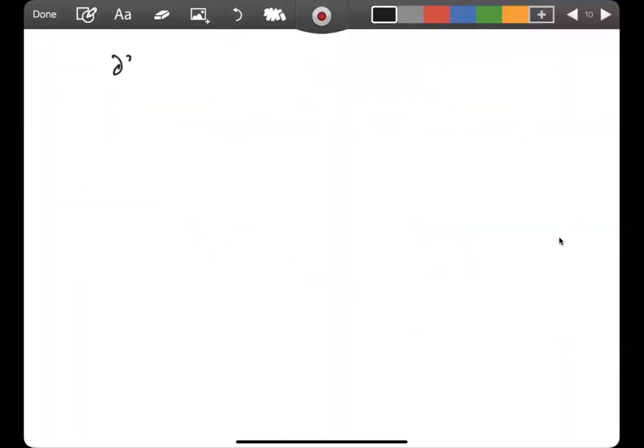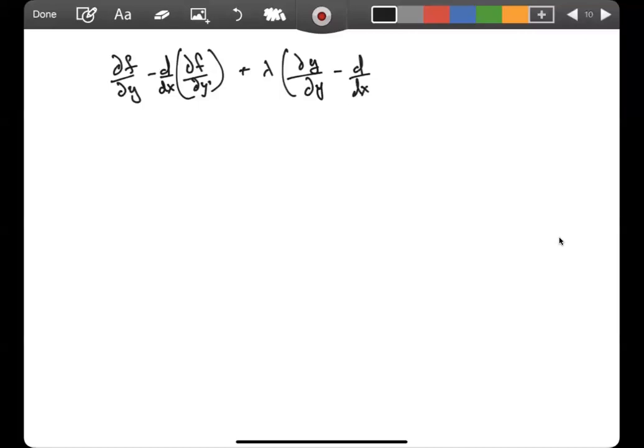So now what we have is the partial of f with respect to y, minus d dx of the partial of f with respect to y prime, plus lambda times the partial of g with respect to y, minus the full derivative of the partial of g with respect to y prime, and all that has to be equal to 0. So the equation that we wrote down above. Now, let's do that.